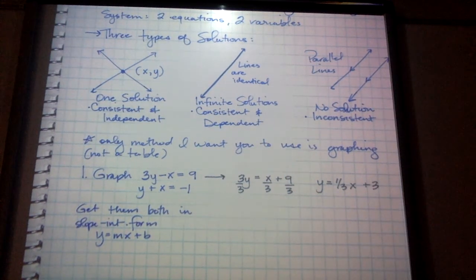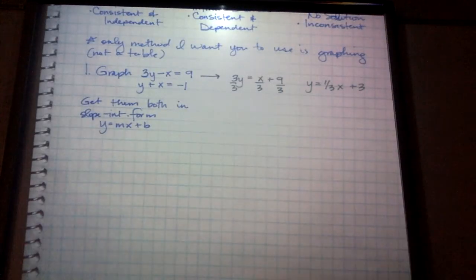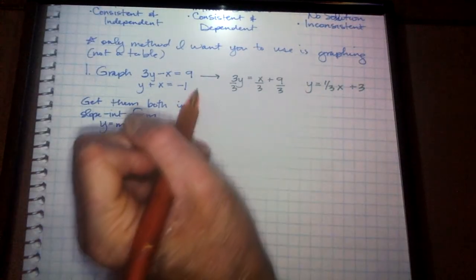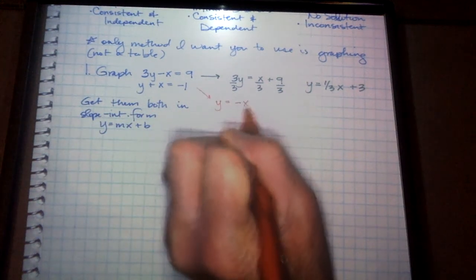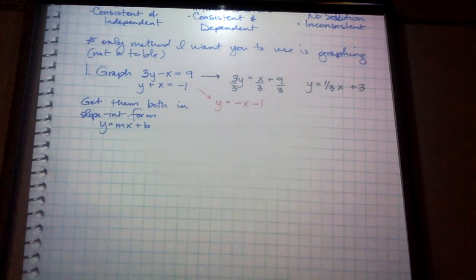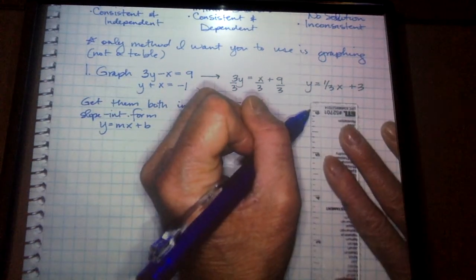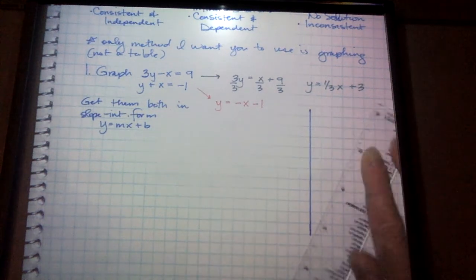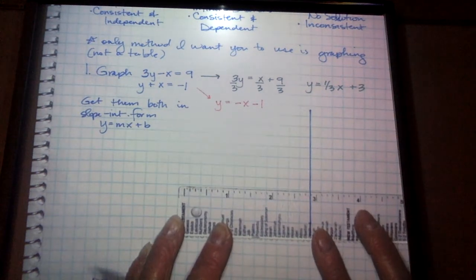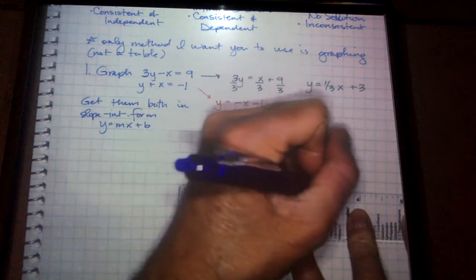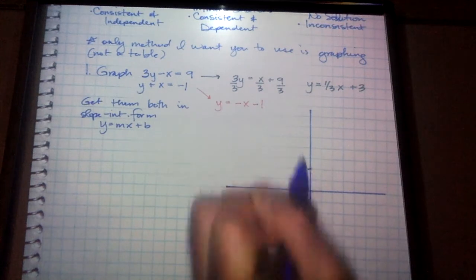Okay, so there is the first one. Let me move this up a little bit. Now I'm going to do this one. I'm going to subtract x from both sides, so y equals negative x minus 1, and we're going to graph them. Make sure you are super, super careful when you graph these because you need a ruler. You need to make this as accurate as possible because you're trying to identify their point of intersection. So please be really careful.